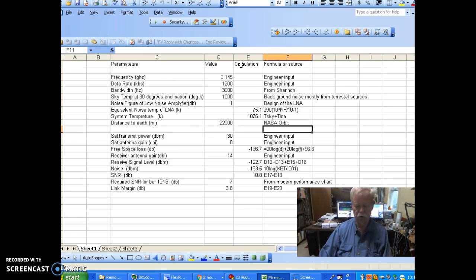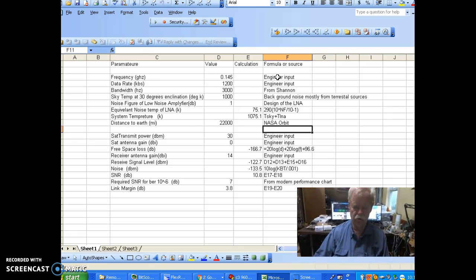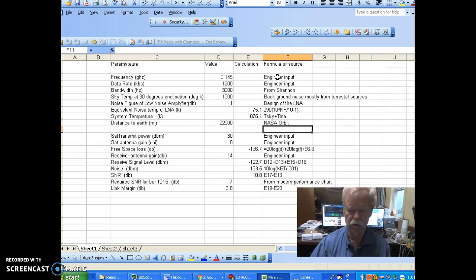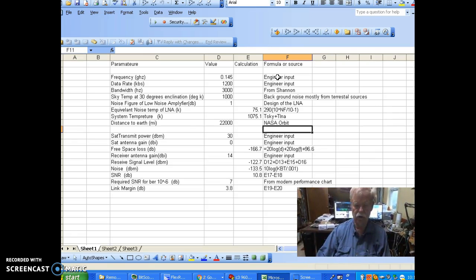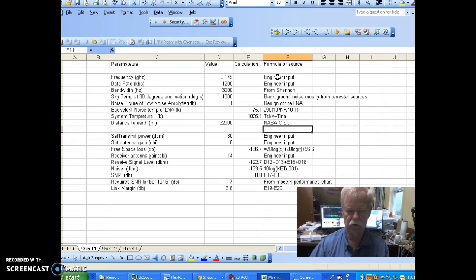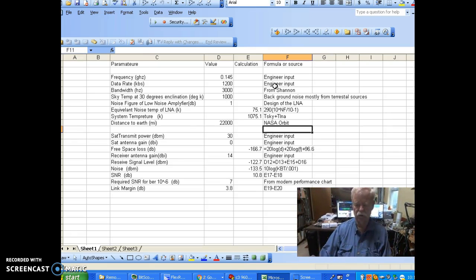So as an engineer, one of the inputs, you have to decide what frequency you want it on. And it turns out from experience, 0.145 gigahertz is one that's allowed by the FCC and is a good first choice. The next thing as engineers you have to decide is data rate. And through experience, 1200 is a pretty good compromise.